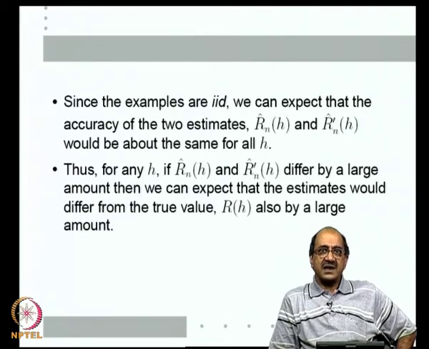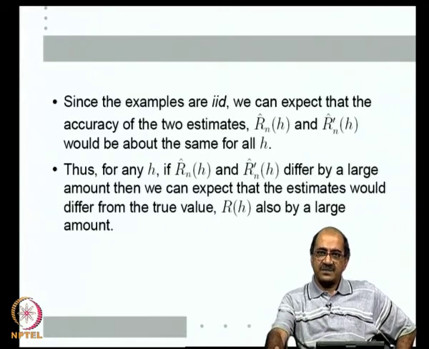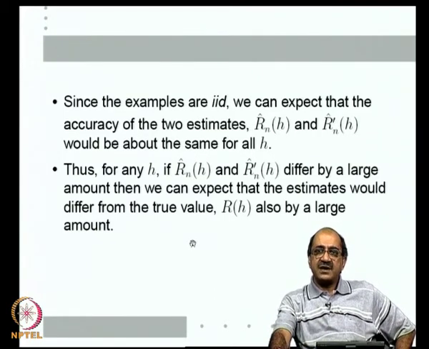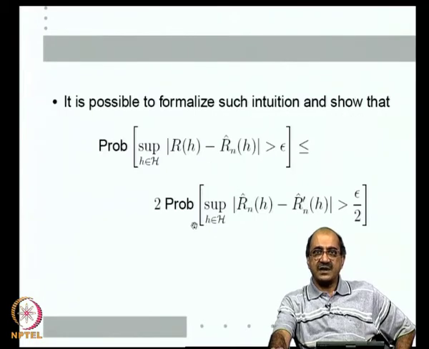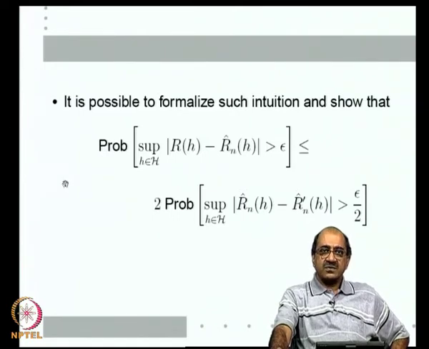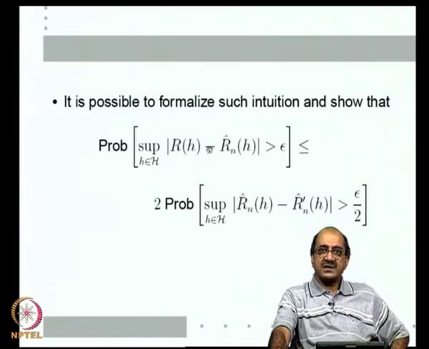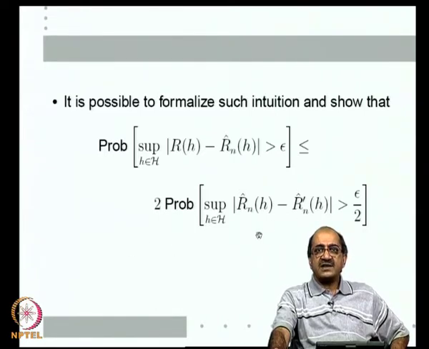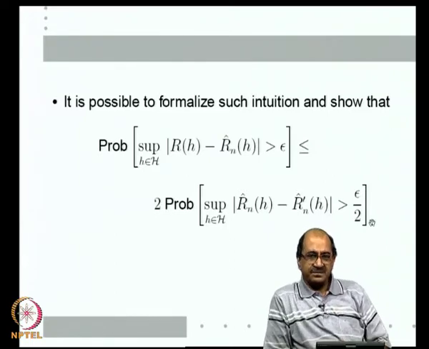Because examples are IID, whether I estimate an n-sample estimate using one sample of n or another sample of n, probabilistically I should get about the same accuracy. Now, this argument can be made very precise and rigorous combinatorially, and thus we can prove this. We can show that the probability of the supremum over all h of R(h) minus r hat n(h) being greater than epsilon can be bounded above by twice the probability of r hat n(h) minus r hat prime n(h) being greater than epsilon by 2.